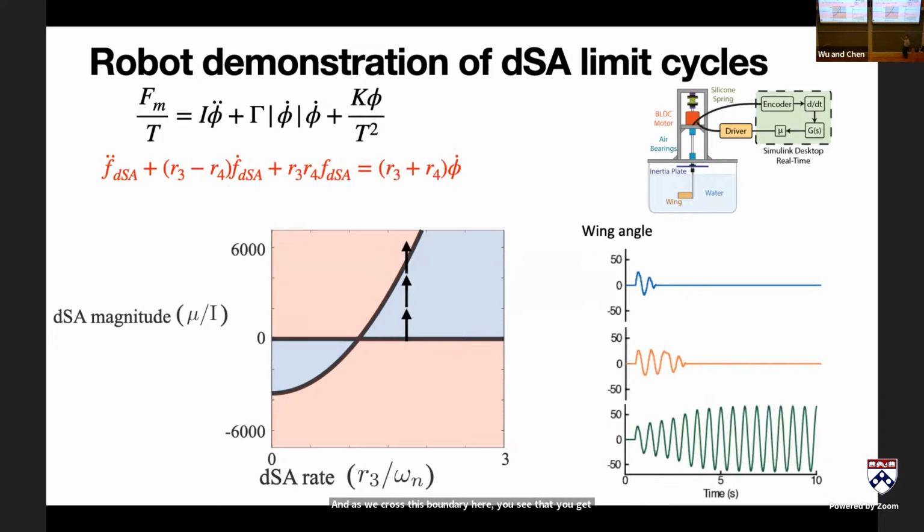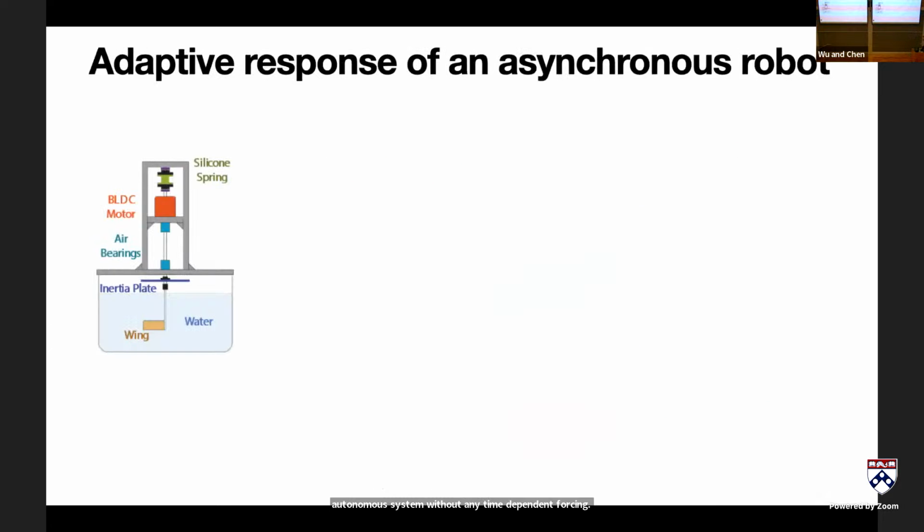So this is, fundamentally, at the heart of what's going on in flies and bees and mosquitoes and things like that: they're crossing some kind of instability when they start to generate wing beats. The wing beats are generated through this closed autonomous system without any time-dependent forcing. And the wing beats then have these nice adaptive properties. We looked at these adaptive properties in two specific cases.